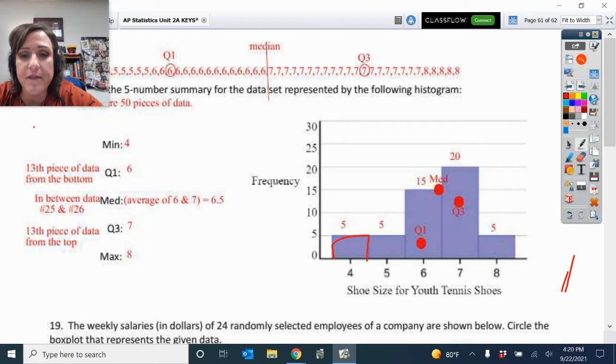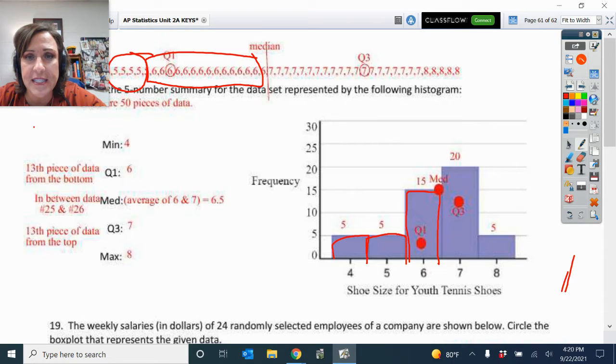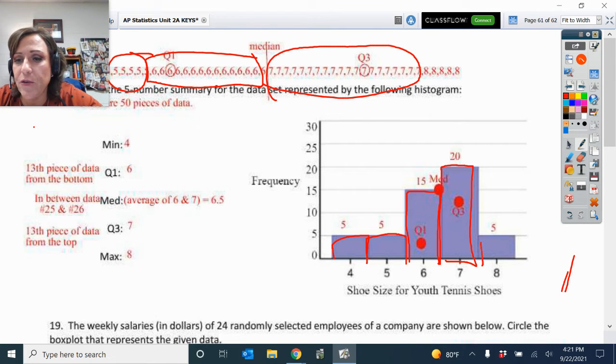There are 5 number 4s, and there are 5 number 5s. Okay, so I've put those 5 number 5s. There are 15 number 6s. So that's what I have here, 15 number 6s. There are 20 number 7s. It's all of those there. And then there are 5 number 8s.